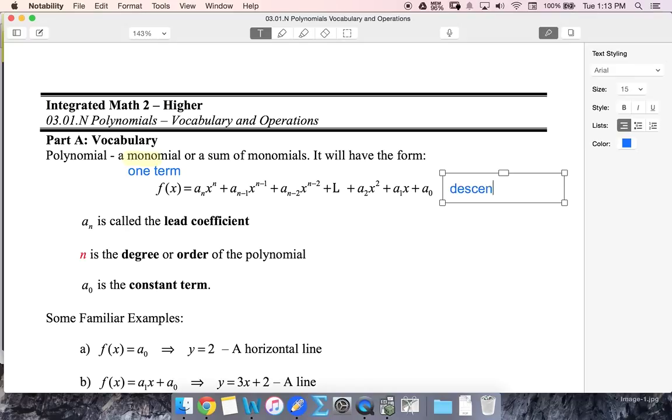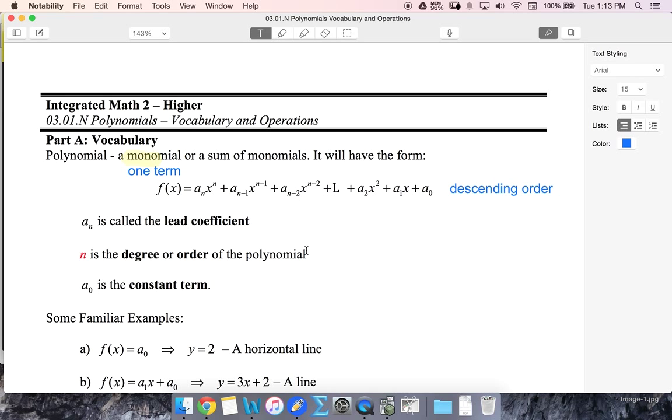This is descending order. And when we have it in descending order, the first coefficient, we saw this in our last unit, is called the lead coefficient or the leading coefficient. N is the degree. We also use the word order, and we see that in polynomial of the polynomial. A sub 0 is the constant term, so that's our term at the end that has no variables.